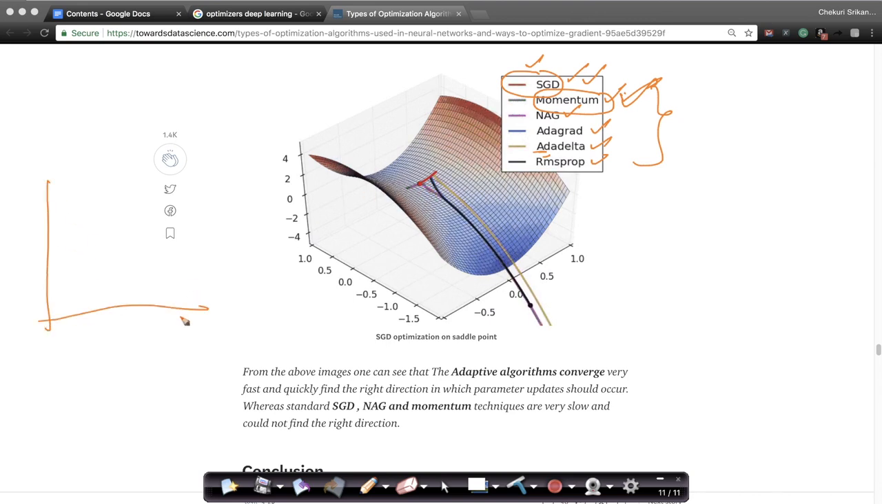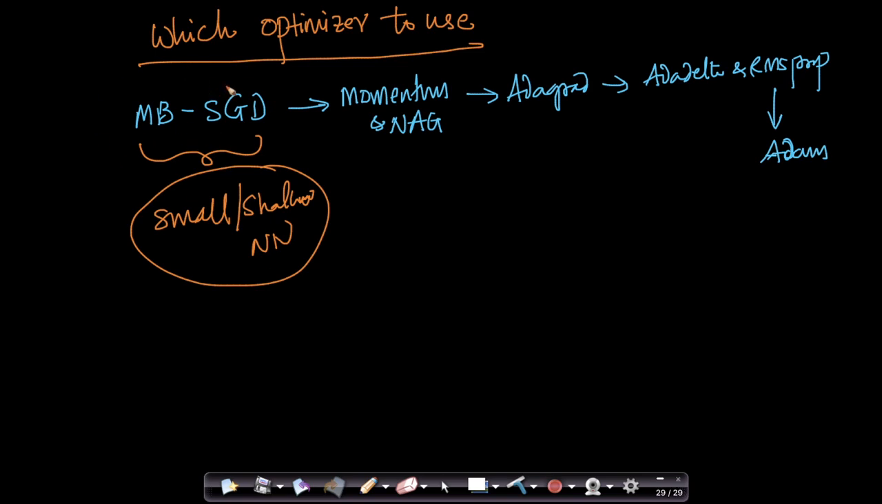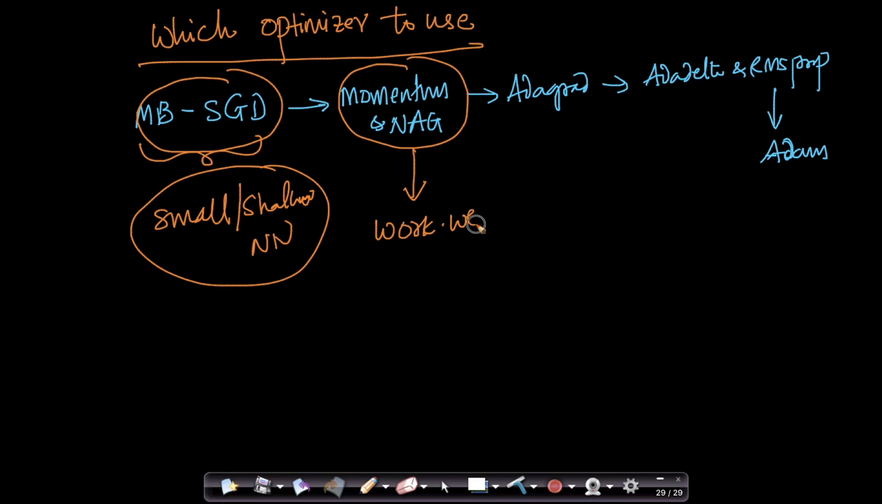Let's say this is your training loss. With each epoch, you're not changing much. You're stuck here. You're not changing at all. One of the reasons could be that this is your local optima. There are two cases here. It could be a local minima, which is perfectly all right, or it could be a saddle point. And simple SGD or mini batch SGD cannot come out of a saddle point very easily. So your momentum and Nesterov accelerated gradients work fairly well. They work well in most cases.